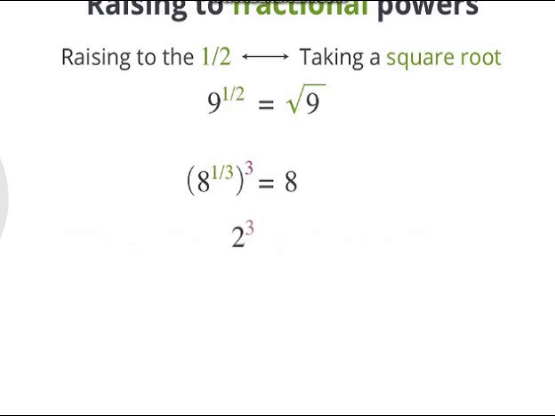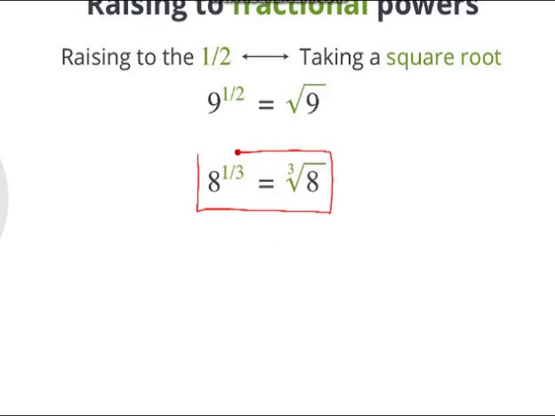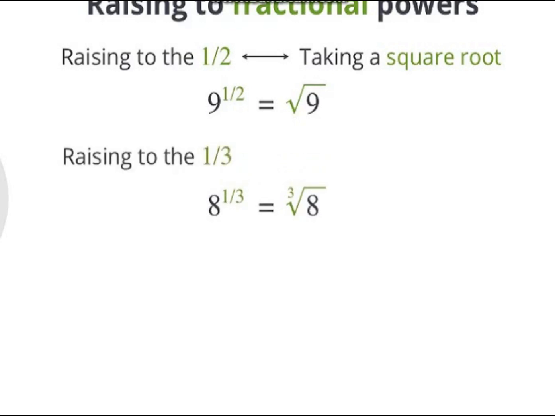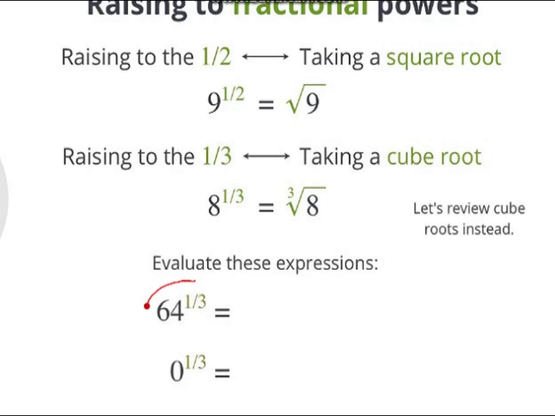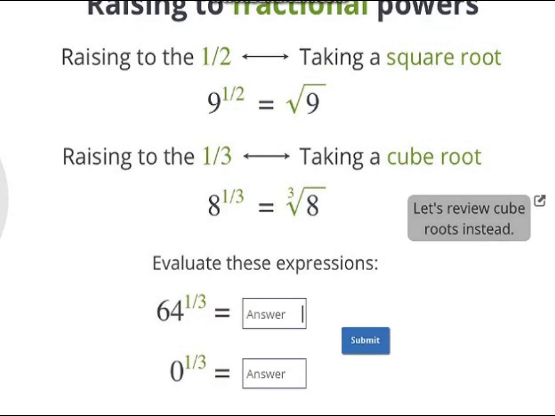What other number can you cube to get 8? Right. Cubing 2 gives you 8. In other words, 2 is the cube root of 8. So 8 to the 1/3 power is the same thing as the cube root of 8. So in general, raising a number to the 1/3 power is the same as taking a cube root. Try using this fact to evaluate 64 to the 1/3 and 0 to the 1/3.